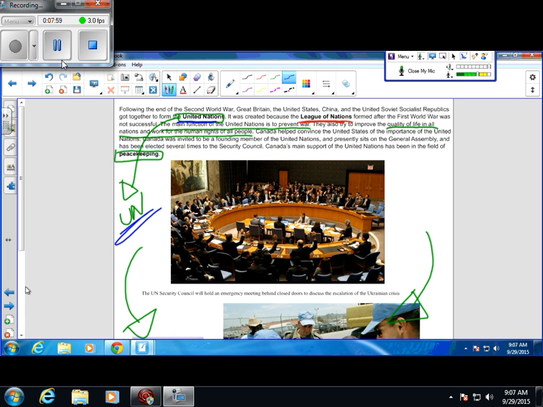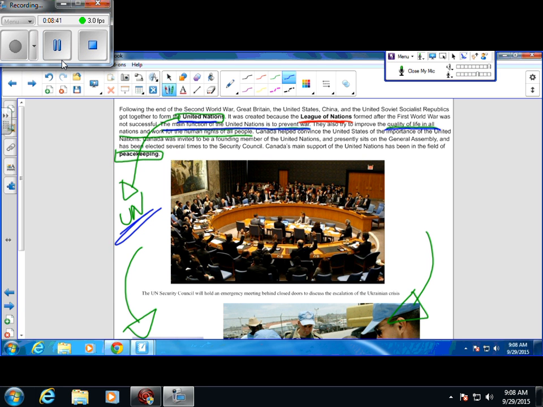The UN was created because the League of Nations wasn't really successful in achieving its goals and purposes. The main function of the United Nations was to prevent further war. Same goals as the League of Nations, but the UN is a step further. Not only did they want to prevent further conflict and war, they also wanted to improve the quality of life in all nations.